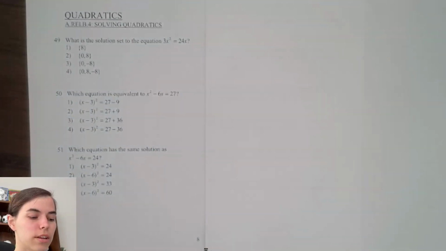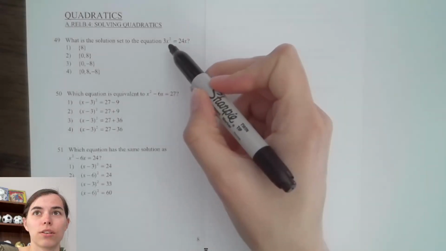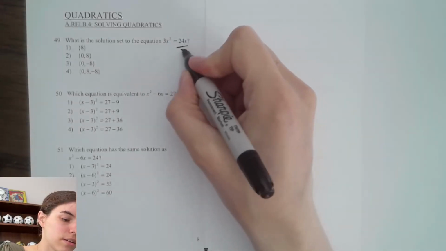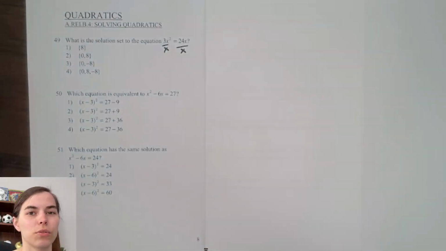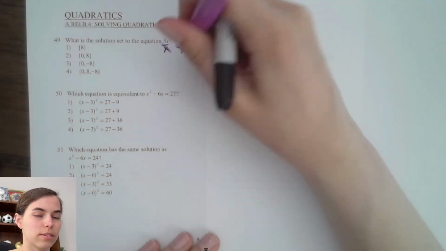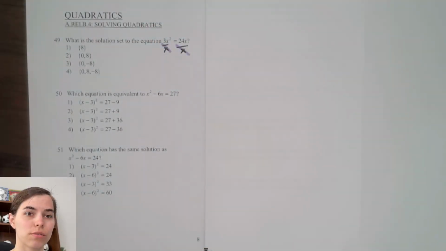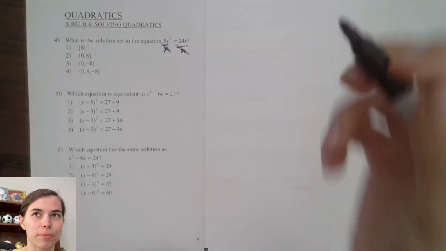What is the solution set to the equation 3x squared equals 24x? The first thing people want to do when they see this is, oh, there's an x on each side, so let's divide both sides by x. And then that cancels out the x here and cancels out one of the x's there, and that helps you solve for x. But no, that is not allowed. You cannot divide by x, because that will get rid of one of your solutions. But instead, this is what you should be doing.